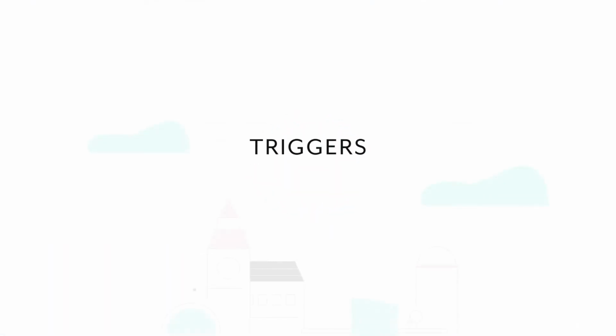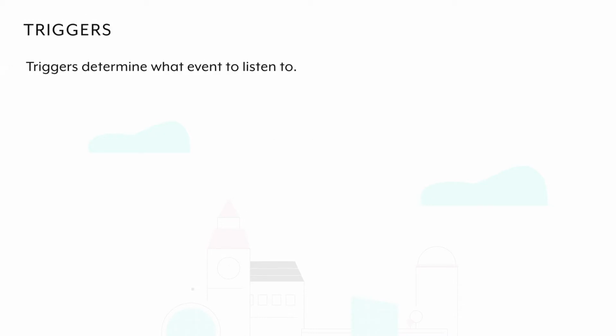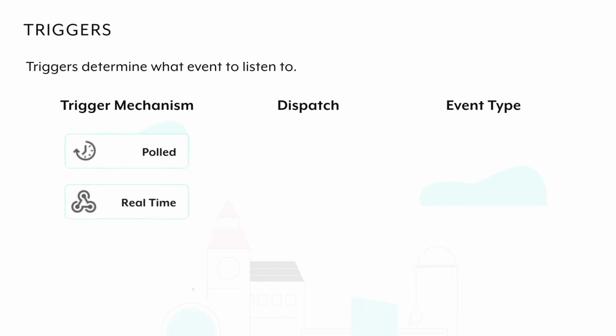The next building block of a recipe is the trigger. Let us now take a closer look at how a recipe gets triggered, what a trigger is, and the various types of triggers. Triggers determine what event to listen to in order to execute the actions described in a recipe. There are many types of triggers, and we can classify them according to their trigger mechanism, dispatch, or event type. There are three types of trigger mechanisms: polling, real-time, and scheduled triggers. Triggers dispatch differently too, which can give you one or multiple records to process.